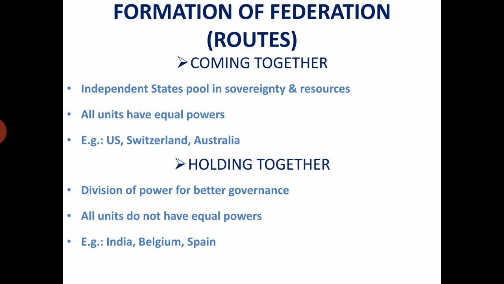The other route to form federation is holding together. In this, a large country decides to divide power between center and states. Such division provides better governance. For example, in the chapter Power Sharing, we noted that Belgium divided power between center and state governments, which helped it to resolve conflicts. Similarly, in India, power is divided, which in turn helps in keeping India united and makes administration easier. However, in holding together, the states do not enjoy equal powers. This would become more clear to you when we discuss Indian Federation.